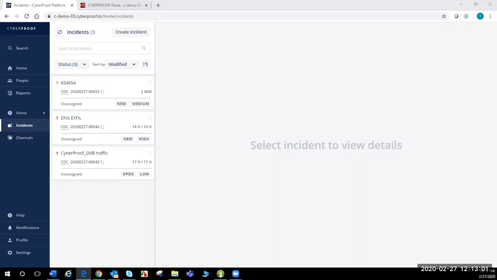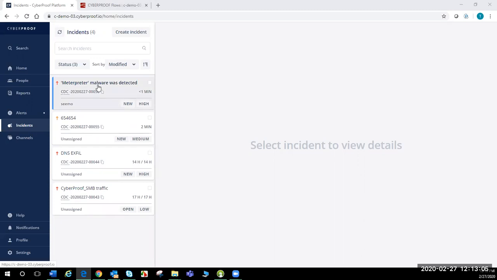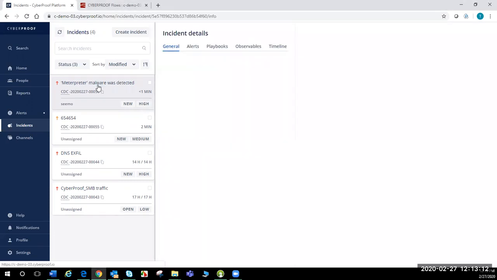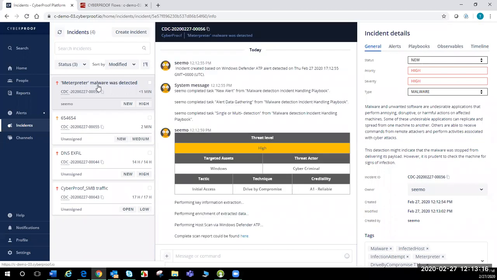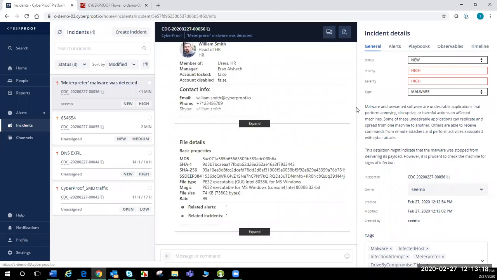So what we're looking for now is basically we're looking to see an incident come in, and actually there it is. So it came in pretty quick. SeeMo grabbed it, immediately grabbed it and said, I understand this incident and these alerts, and I'm gonna create an incident out of it. And doing this, there are several things that are gonna happen immediately that SeeMo's gonna do.